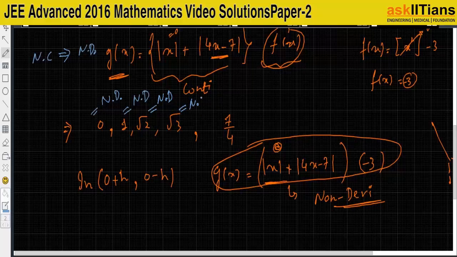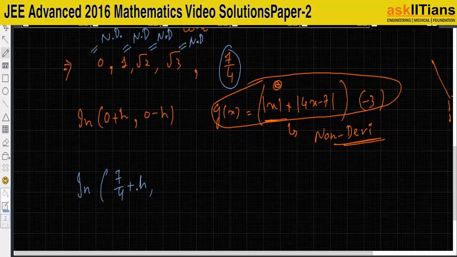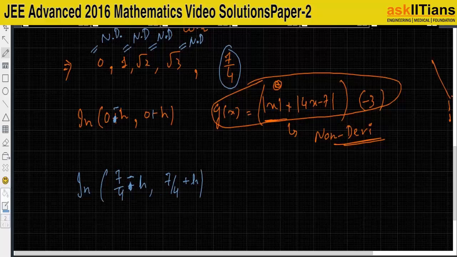Here also the function will be non-derivable, because at root 3 also the function is discontinuous, and we know that non-continuous functions are non-derivable for sure. Now we need to check at this point, that is 7 by 4. Now let's check in the neighborhood of 7 by 4, from 7 by 4 minus h to 7 by 4 plus h. If I'm writing an interval, I should write the smaller number first.